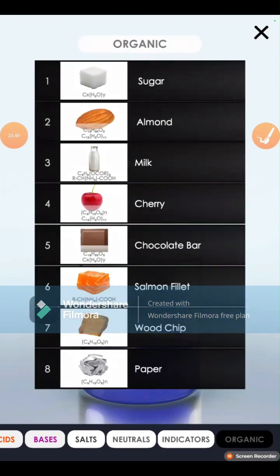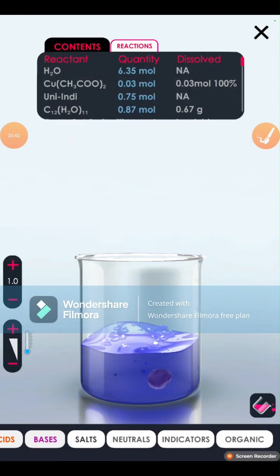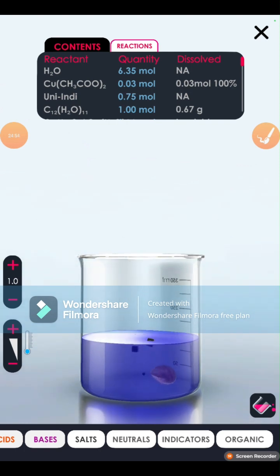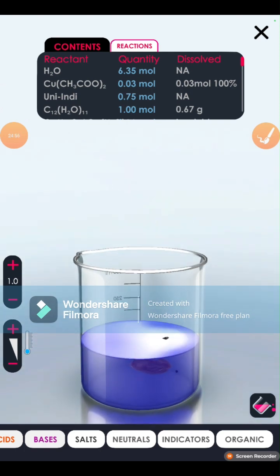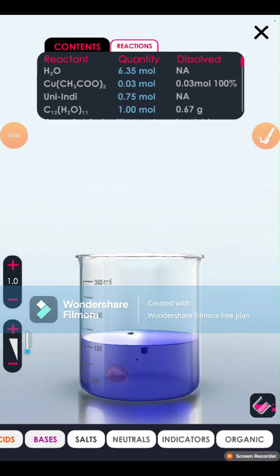Let's put in much more. As you can see, it is not dissolving any more, because it has turned into a saturated solution. Now let's make a supersaturated solution.